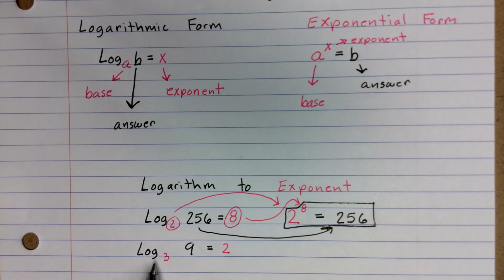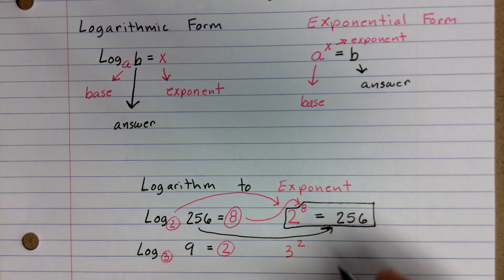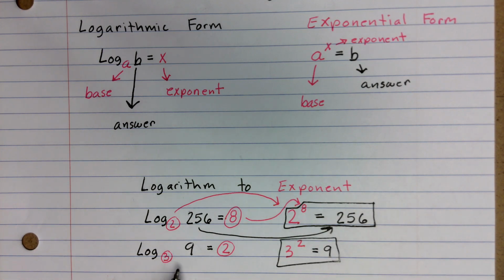So for instance, on this next one, notice we have a log of 3, and then we have 9 is equal to 2. So I'm going to go ahead and write this one in exponential form as well. So what I'll do is I'll simply take the 3, and I'm just going to circle them as I write them, and write that as my base. I'm going to take the 2, circle it, and write that as my exponent. And I'm going to take the 9 and write that as my answer. So we have converted this from logarithmic form to exponential form.